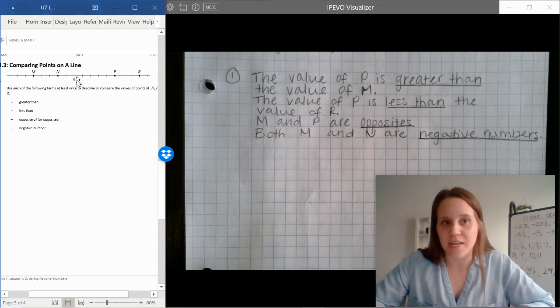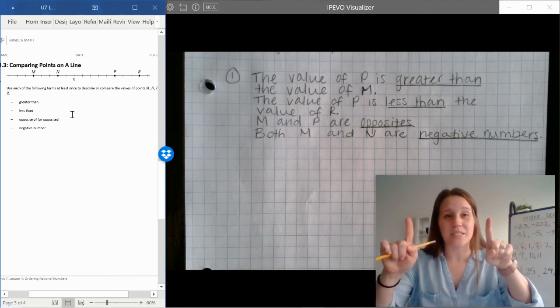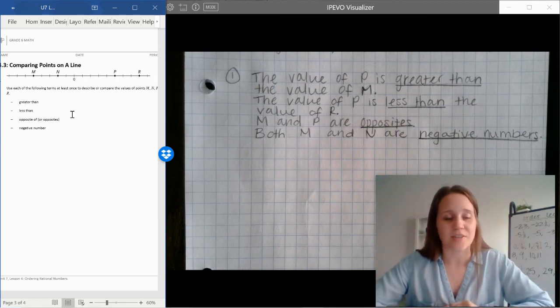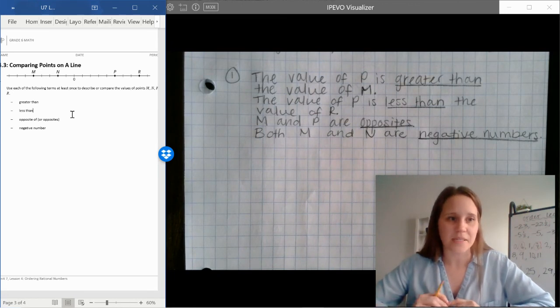But in order to figure this out, I counted spaces away. So I counted 1, 2, 3, 4, 5. So the value of P might be 5. And then I counted -1, -2, -3, -4, -5. The value of M might be -5. Because they are the same distance from 0, we say they are opposites. Opposite numbers are the same distance from 0. So M and P are opposite numbers.